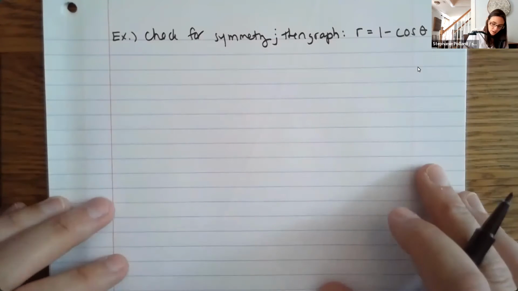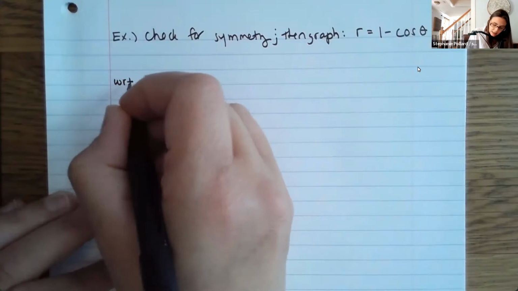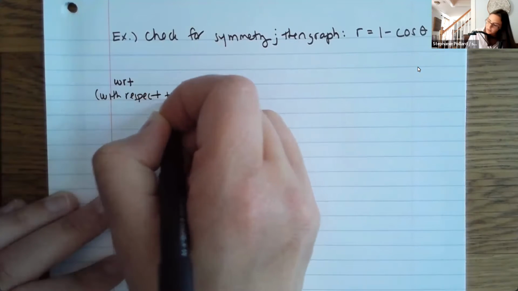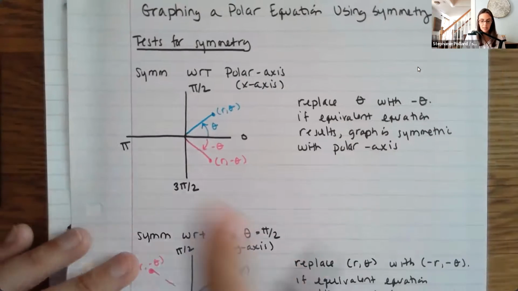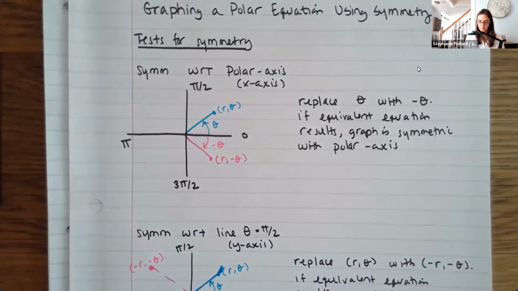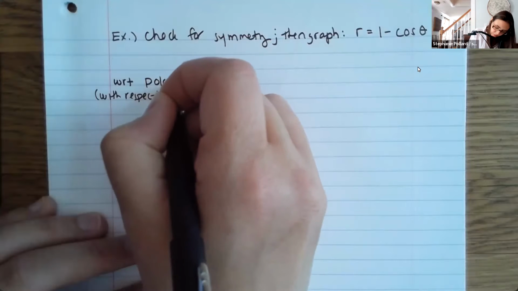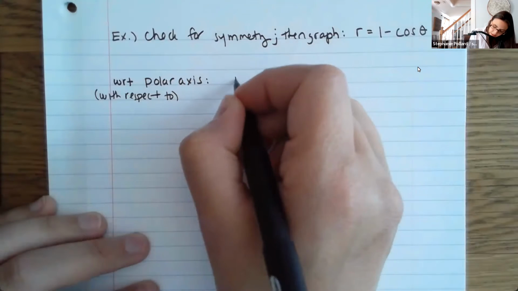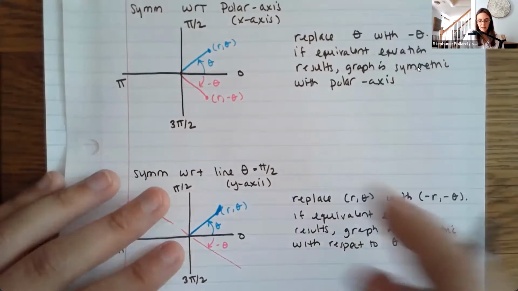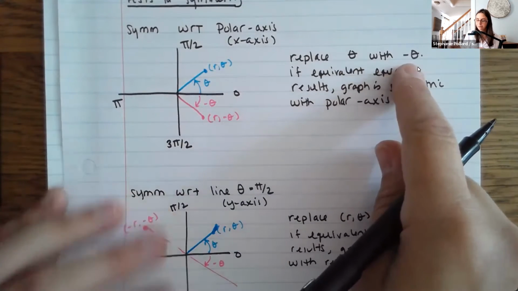So I'm going to check first for symmetry WRT, which stands for with respect to, and I use that on this page too in case that wasn't clear. So symmetry with respect to the different axes or things. I'm just going to test in order. I'm going to test with the polar axis first. So I start with my original equation. And then if you go back to your steps on the page before, to check to see if you have the symmetry with the polar axis or like the x-axis, you replace theta with negative theta.